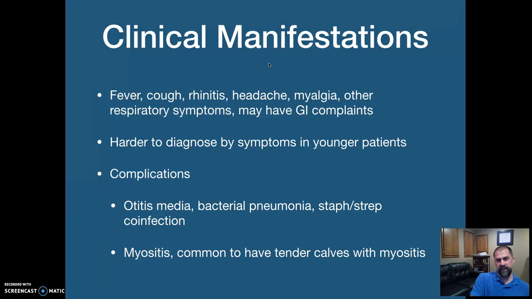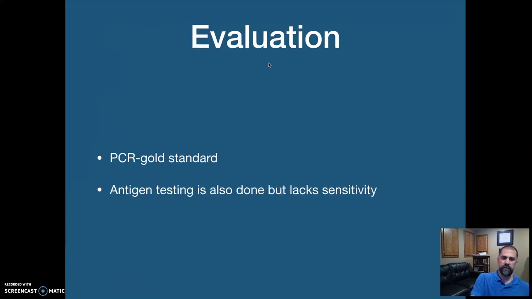You can get complications with influenza, otitis media, bacterial pneumonia, and it's important to realize with bacterial pneumonia, they're at higher risk for getting staph and strep infections, specifically MRSA. It can get pretty sick pretty fast, so we need to remember that as well. And then myositis is also a complication that occurred too, and it's usually in the calf region.